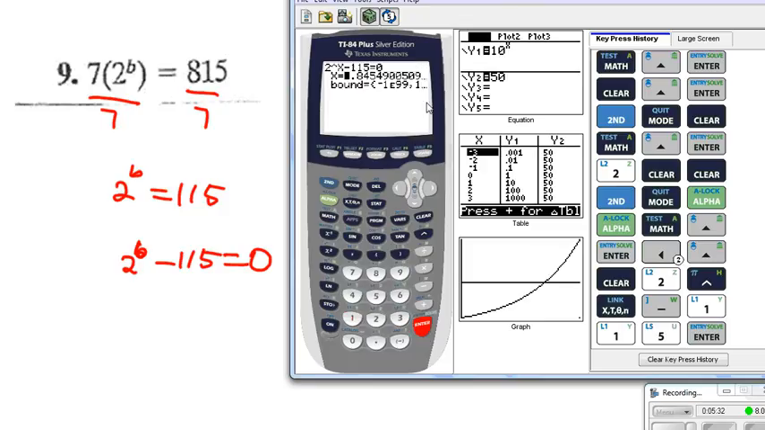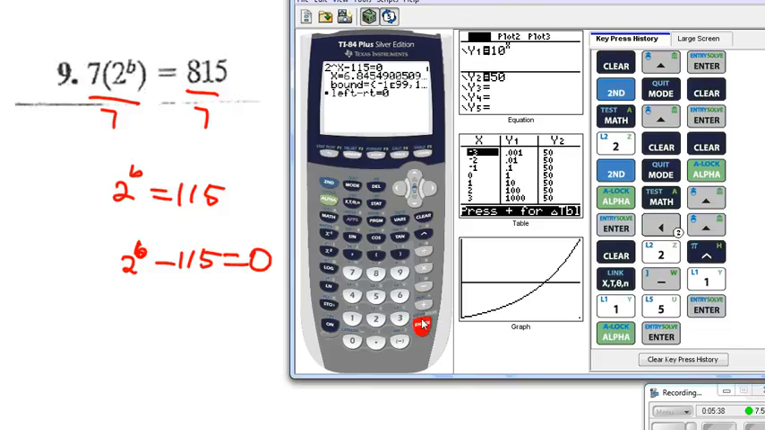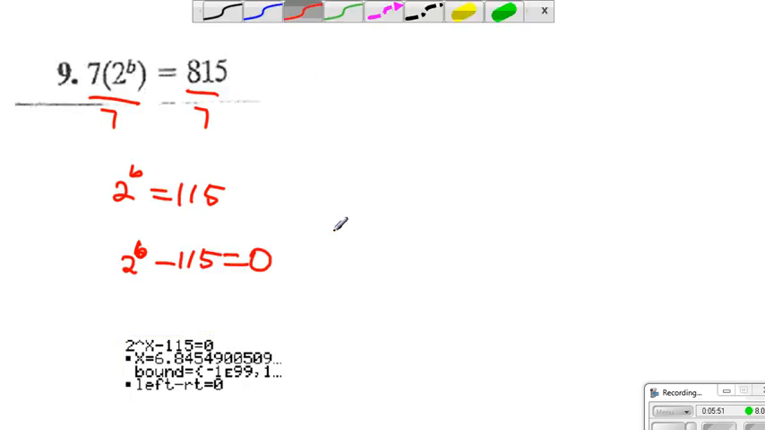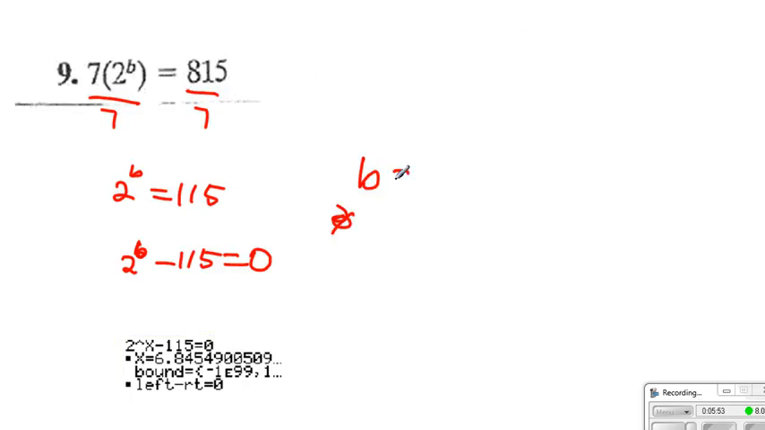And once you press enter, then you'll get something like this. And what we have to do is press alpha and enter. Then it gets you the value right over here, 6.845. So that will be our answer. Then B will be equal to 6.85. That will be to the nearest hundredth.